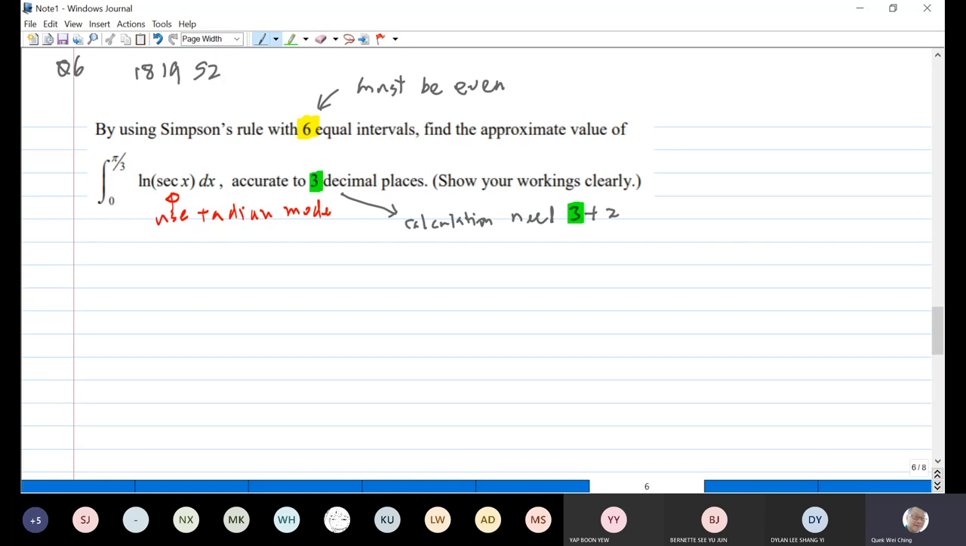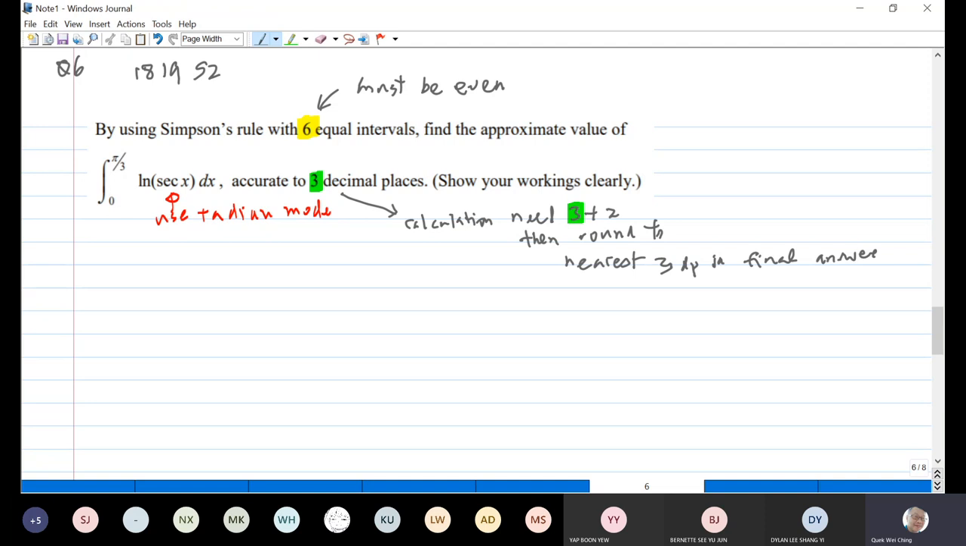Then finally, round up or down, round to the nearest 3 decimal places in the final answer. Okay, this is how people judge how well you perform Simpson's rule. These are things people look for, no? You see whether you use radian mode or not. If you don't use radian mode, I think the whole table is wrong already. And then finally they check how many decimal places you worked to get the answer.